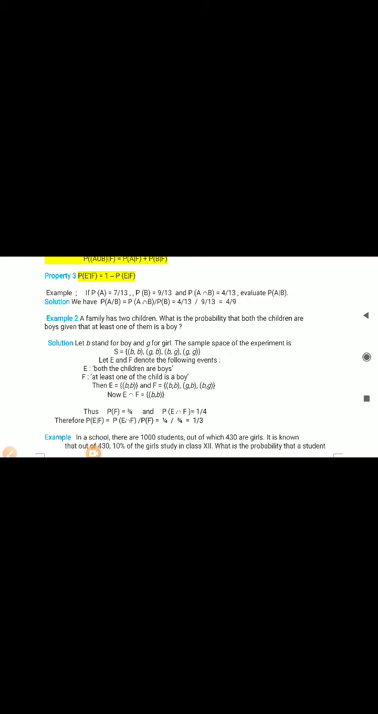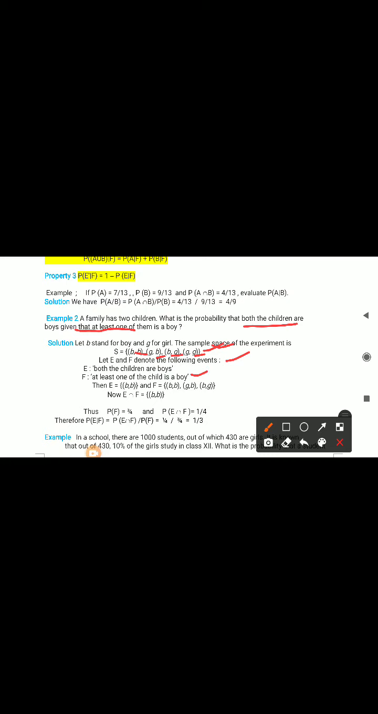First we construct the sample space of two children, that is equal to this: boy boy, boy girl, girl boy, girl girl. And E and F denote the events. E denotes both children are boys. Both children are boys, this is considered as E. Given that, it is given, it means it has previously occurred: at least one of them is a boy.